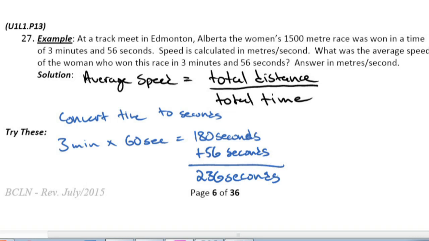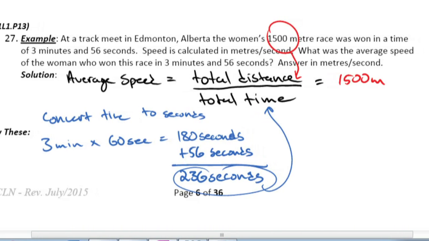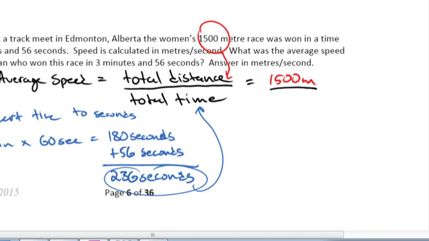How far did this person run? Well, it's a 1,500 meter race. So I'm thinking the total distance is going to be 1,500 meters. And the total time is going to be 236 seconds. She ran 1,500 meters in 236 seconds. So let's just plug that information in. 1,500 meters divided by 236 seconds.